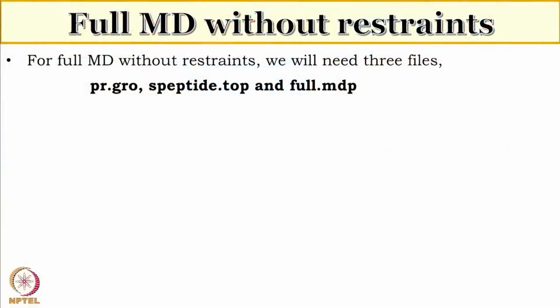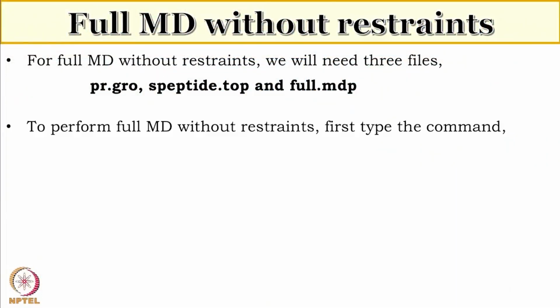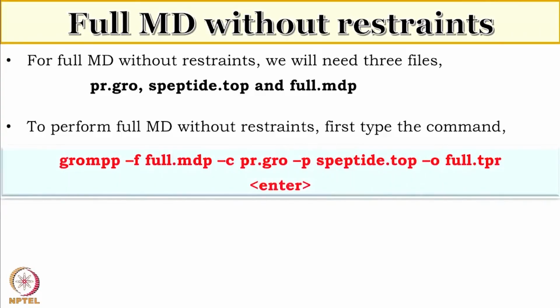Now we will perform MD without restraint, where we are allowing the peptide to move as well along with the solvent molecules. So here we need the GRO file from the position restraint MD. Then we need the topology file and the full MDP file. First we will generate the TPR file using the command grompp -f full.mdp, which is the molecular dynamics parameter file for the full molecular dynamics simulation.